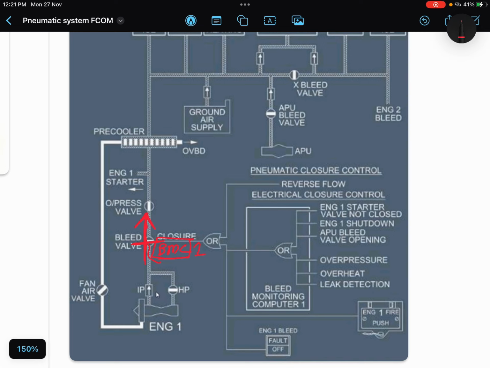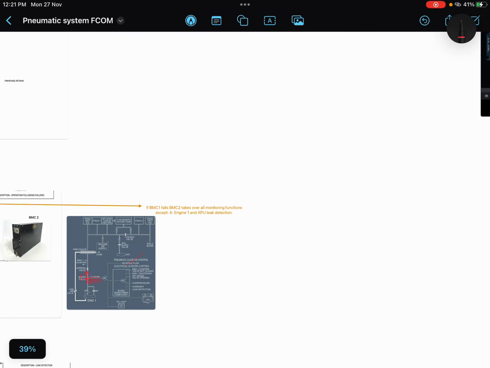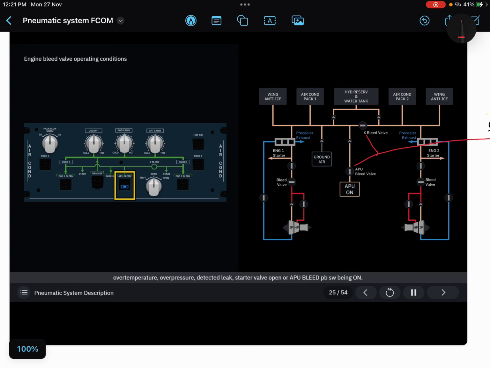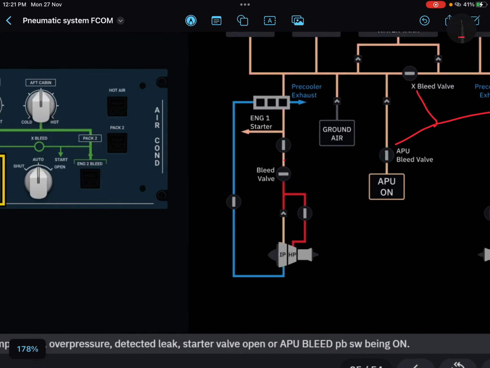Now if this bleed valve remains open, will there be any fault light on your overhead panel? You tell me. Yeah, try to think about it. This bleed valve is still open. There is a left hand side wing leak. Your wing leak has been detected with the help of BMC2 because the loop is connected with BMC2, but this bleed valve is not connected with BMC2. This is connected with BMC1 only. So the authority to close this bleed valve is with BMC1 and that has failed. Who will close it? Nobody. So this bleed valve will remain open.